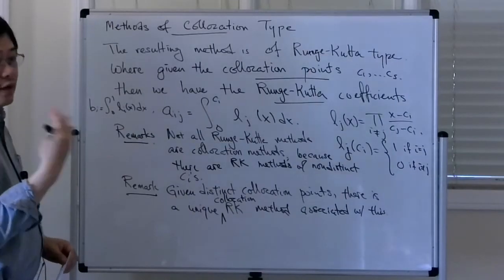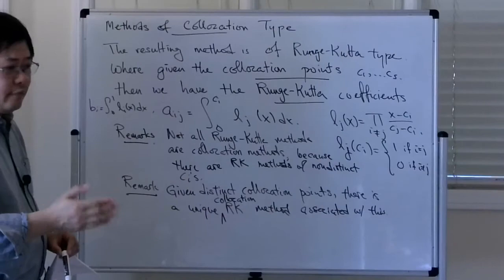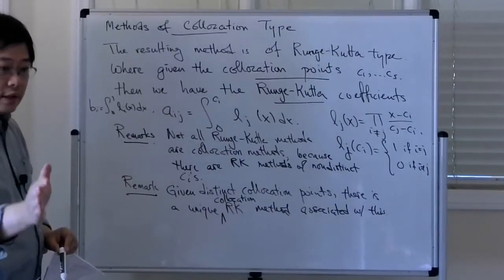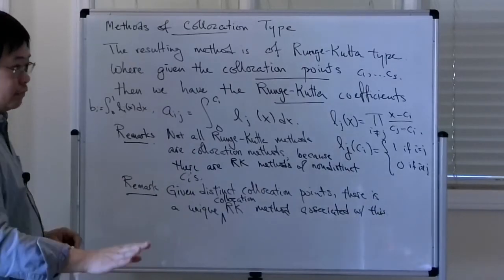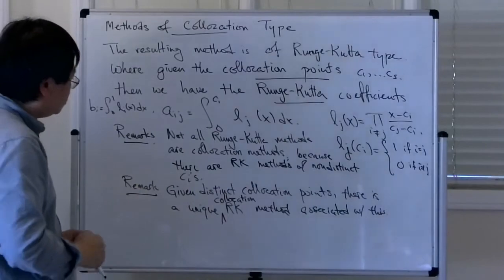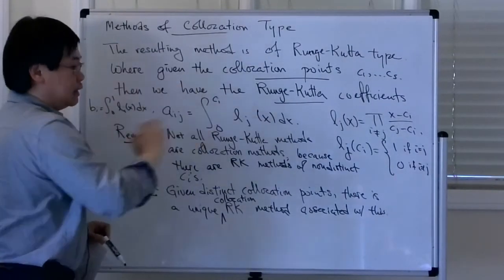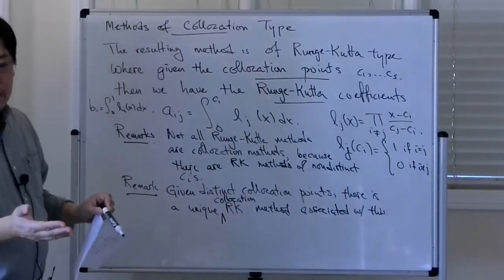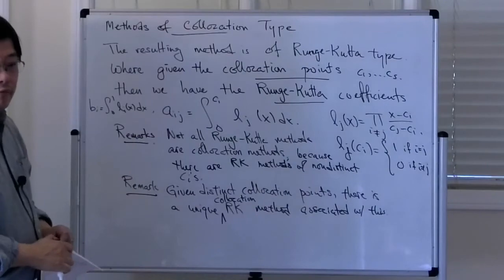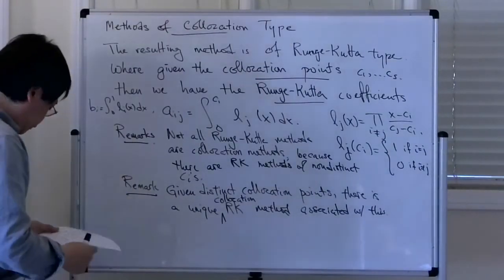And so one very easy way to check whether a Runge-Kutta method is a collocation method is to first see whether or not the c1 to cs are distinct. If they're not distinct, then you're done. It's not a collocation Runge-Kutta method. If they are distinct, then the next thing you should do is evaluate these aij's and bi's from this formula, and then compare the resulting Runge-Kutta coefficients to the ones which you have, and if they're different, again, that's not a collocation Runge-Kutta method.